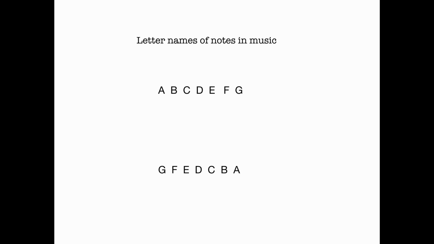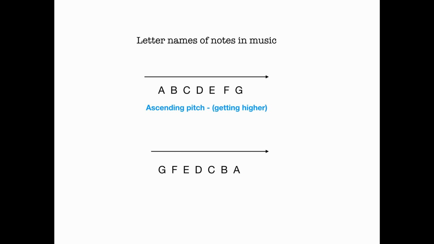So to start, we're just going to do a little refresher of the note names in music. When ascending in pitch, the note names go in the order A, B, C, D, E, F, and G. And when descending in pitch, the order of note names is simply the same, however backwards. So G, F, E, D, C, B, A.